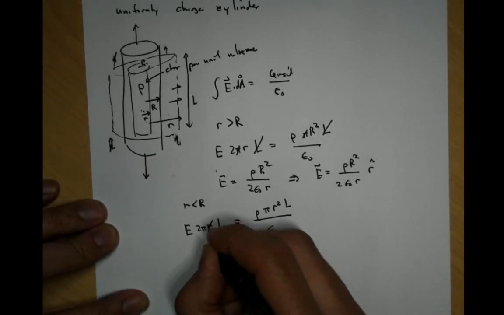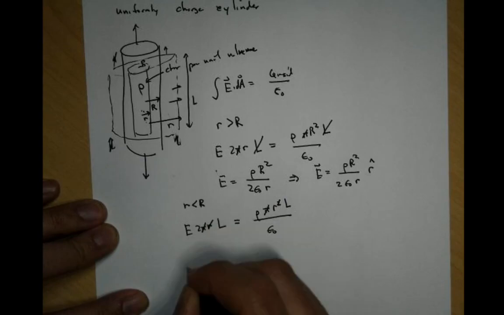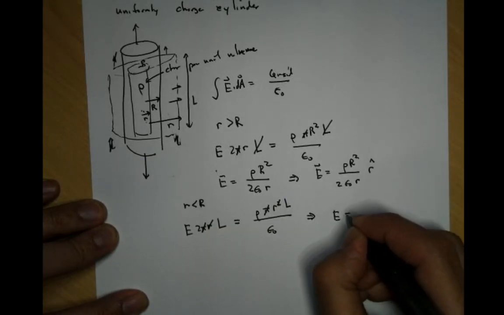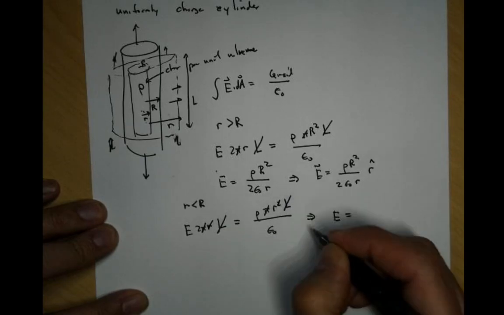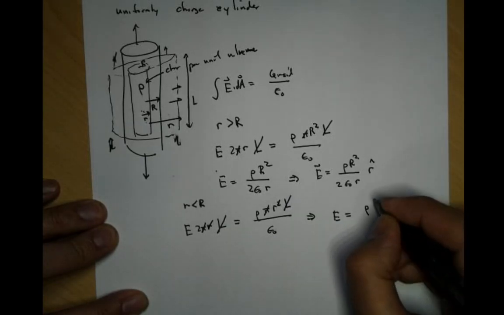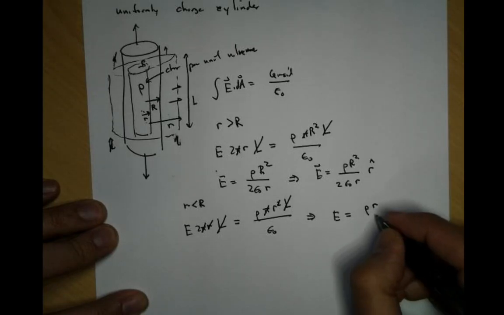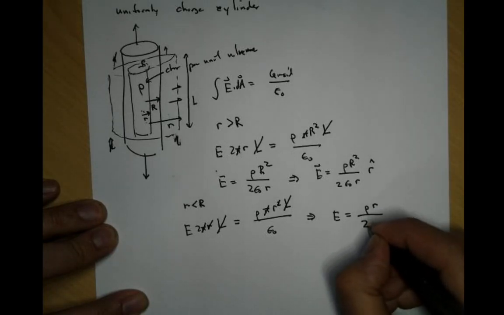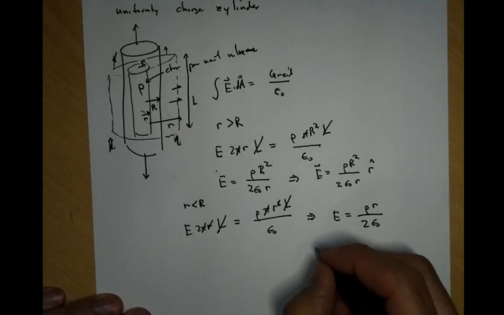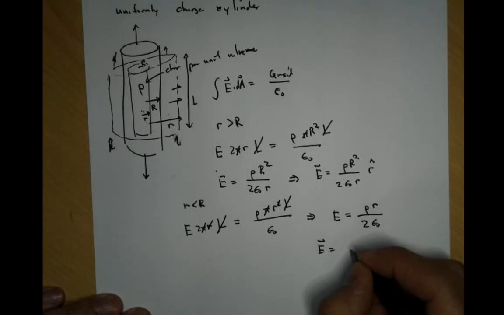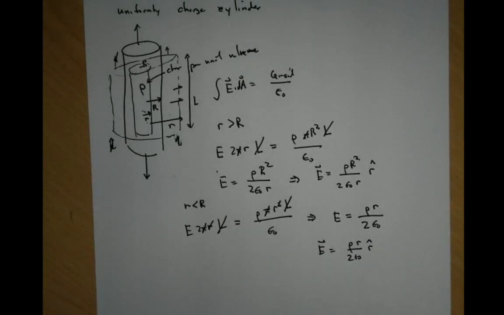And so you can work this out again. E is equal to, cancel the L's out as well, rho r over 2 epsilon naught. So E vector is equal to rho r over 2 epsilon naught r-hat. Beautiful. Look at that, we solved the entire problem in just a few lines. Okay, so that's it for this lecture, and next week we'll start talking about electric potentials.